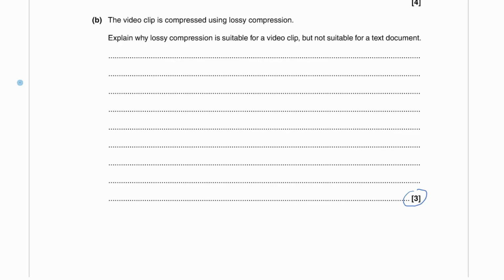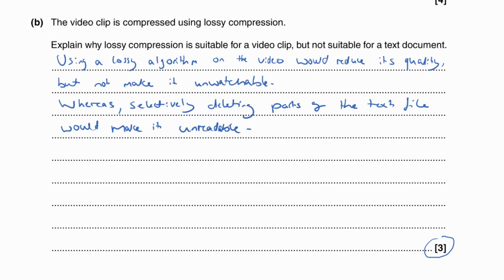Whereas if you started deleting bits of a text document, it's immediately going to become unreadable and important information is going to be lost. So if we put this into words, what I've written is: using a lossy algorithm on the video would reduce its quality but not make it unwatchable, whereas selectively deleting parts of a text file would make it unreadable.